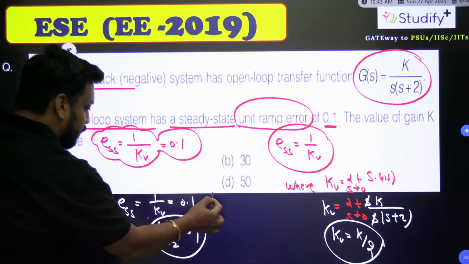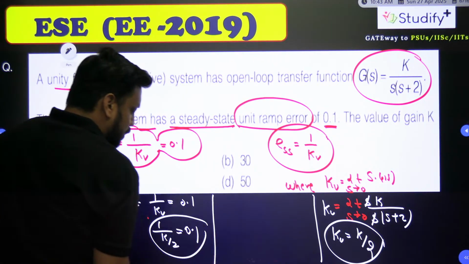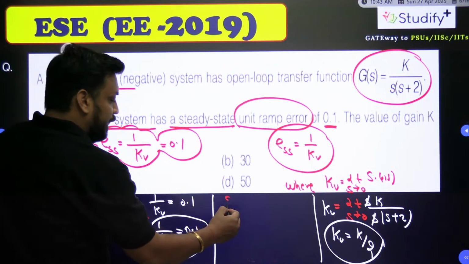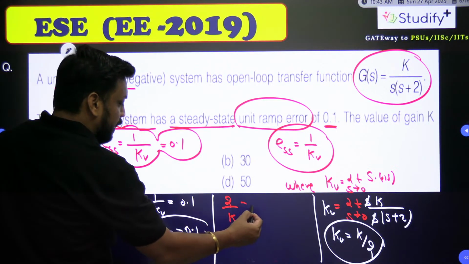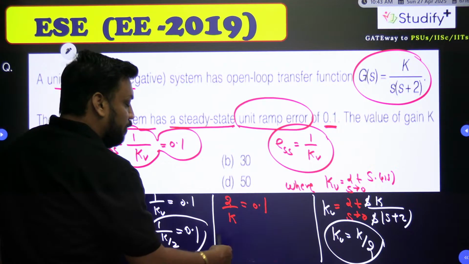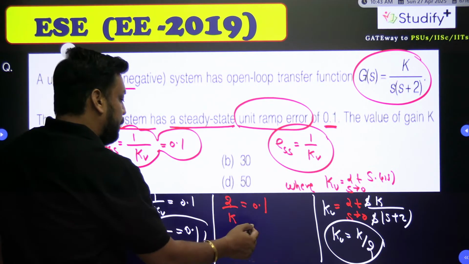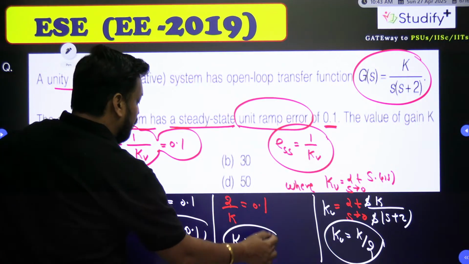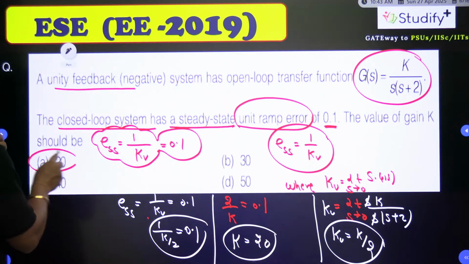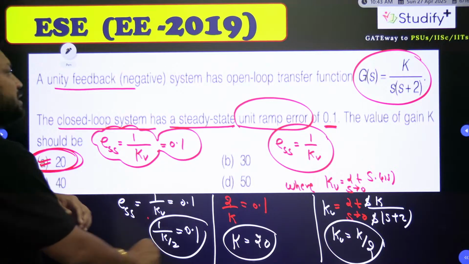Only solve this equation, you will get the answer, guys. So 1 by K by 2 is nothing but actually 2 by K equal to 0.1. Then you will cross multiply. So K equal to 2 by 0.1, it is nothing but K equal to 20. K equal to 20. Easiest question ever.